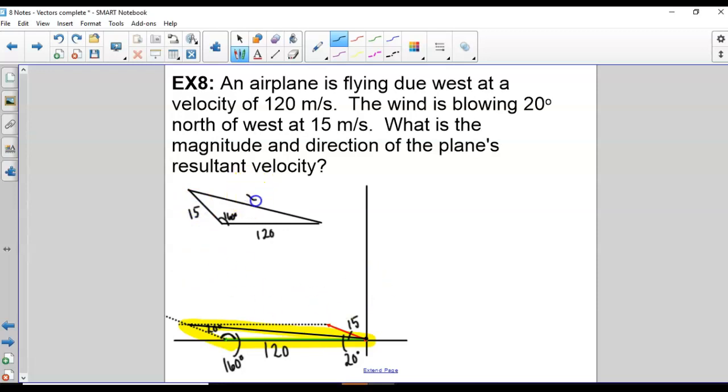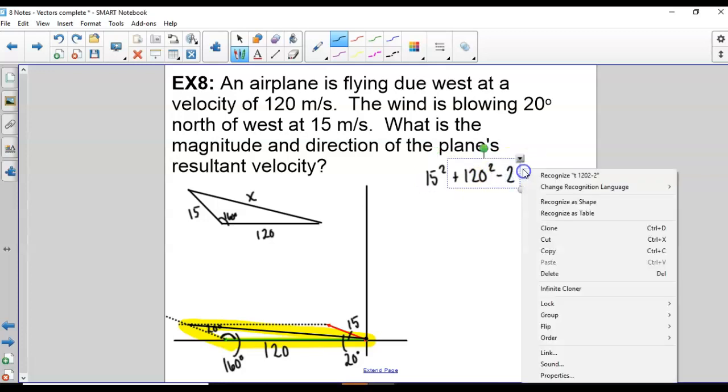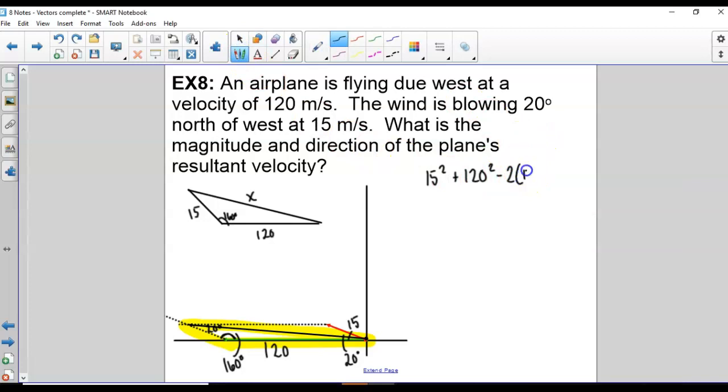And so we're going to have to find the magnitude first, so the length of that side. Boone, how would we find the length of that side? Law of cosines. So tell me how I'll set that up. Good. And our x squared equals this.